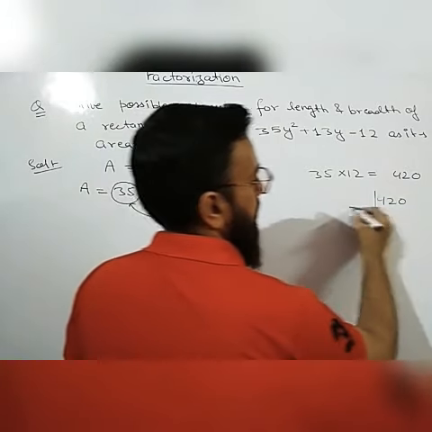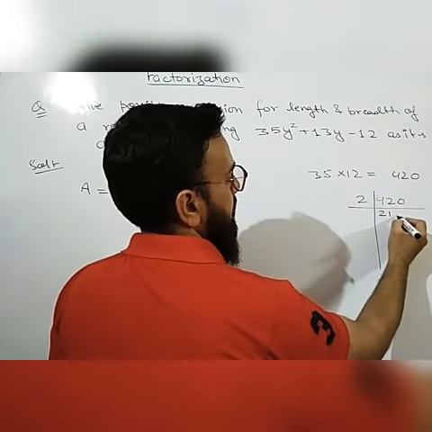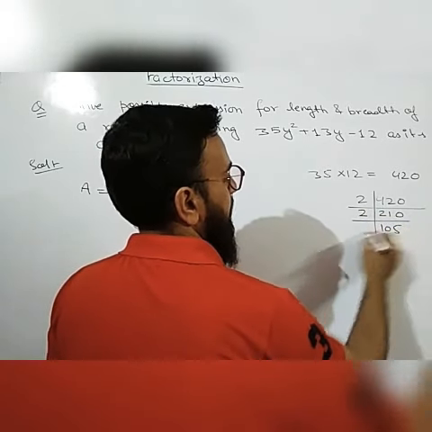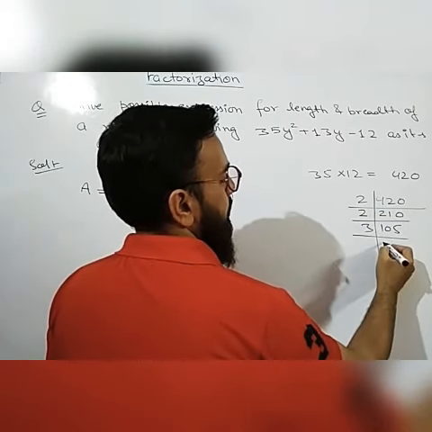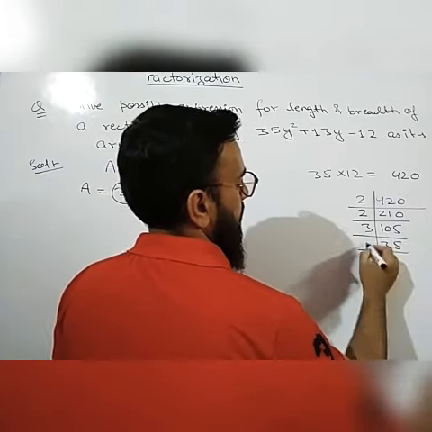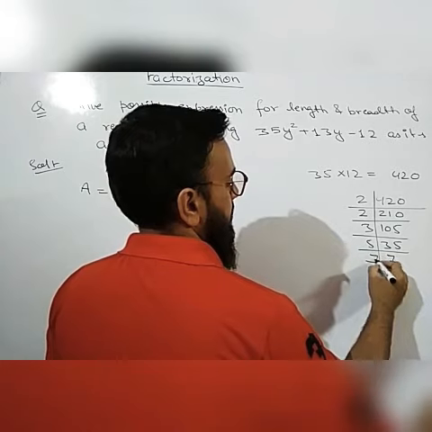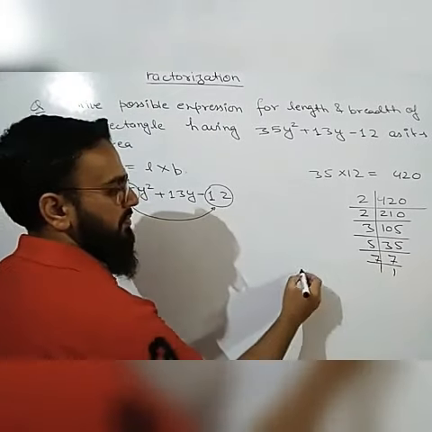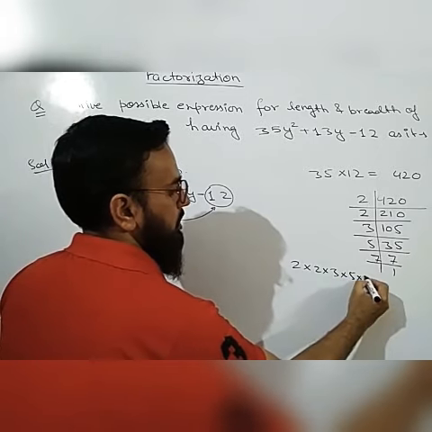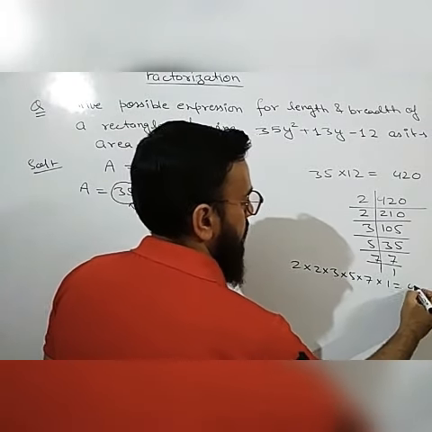Factorize this 420. So we will get 2 2s are 4, 2 1s are 2, 0. Then it will be 2 1s are 2, 105. Then 3, 3 3s are 9, 3 5s are 15. Then 5, 7 and 7, 1. It means we can write 2 into 2 into 3 into 5 into 7 into 1 is equal to 420.